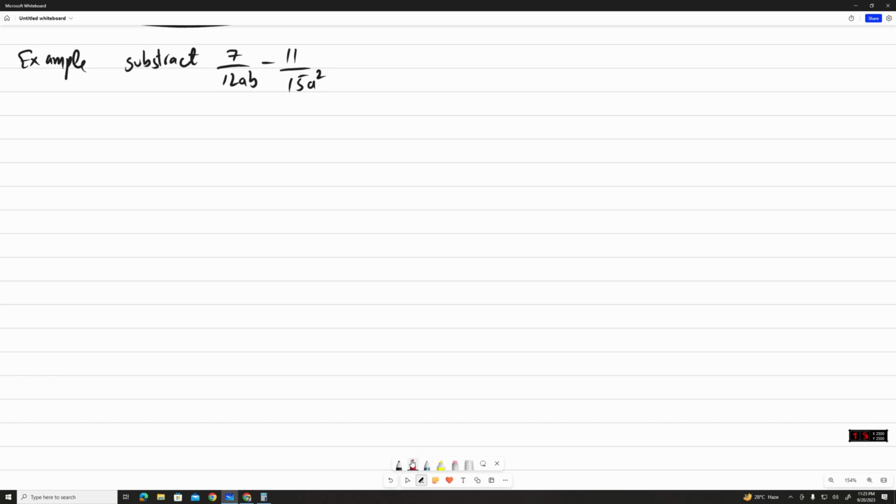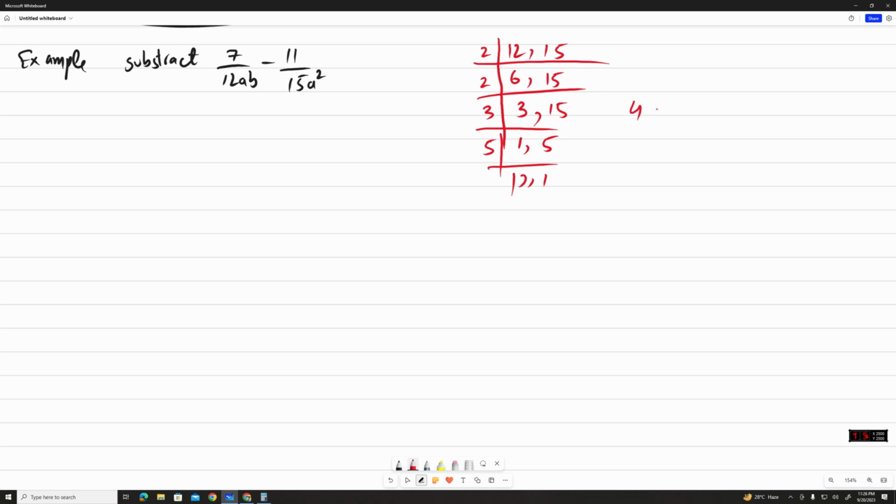For the integers, we're going to take the LCM the old-fashioned way that we discussed. We're going to write 12 and 15. Divide by 2, we get 6 and 15. Divide by 2 again, 3 and 15. Now we will move to 3, then 5. It's going to be 1 and 1. So LCM is going to be 4 into 3 into 5, which is 12 into 5, which is 60. Am I right? Yeah, I'm right.